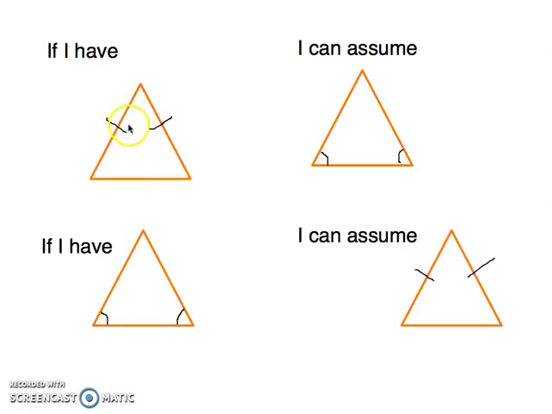So some things you have to remember. If you see a triangle that looks like this, where just the legs are marked, you can assume that the base angles are also congruent, and then just the opposite, just looking at a picture, if the base angles are marked congruent, you have to be able to assume that the legs are also congruent.